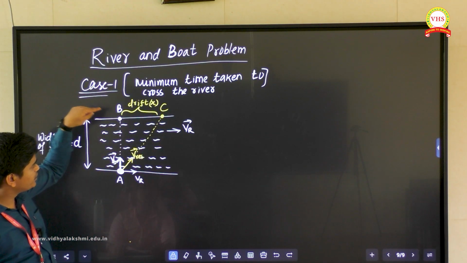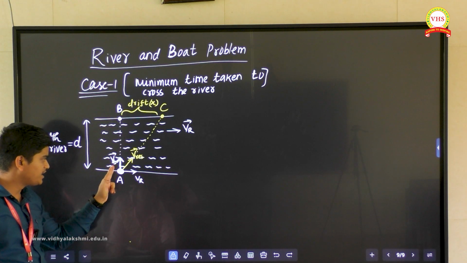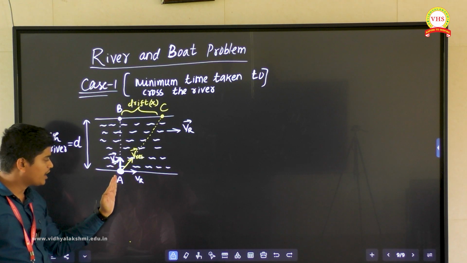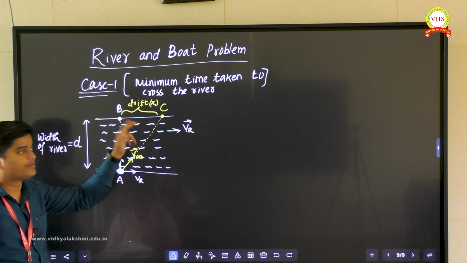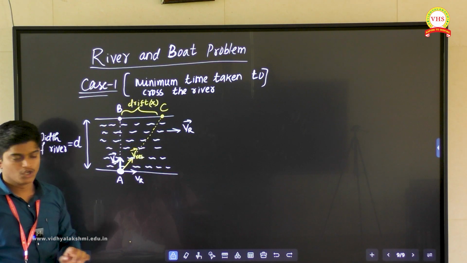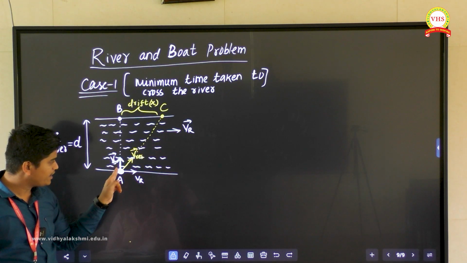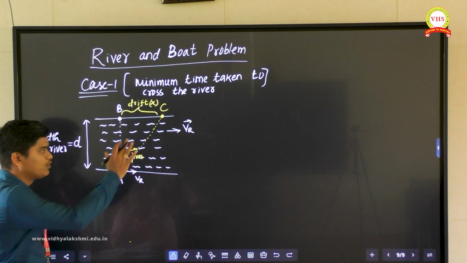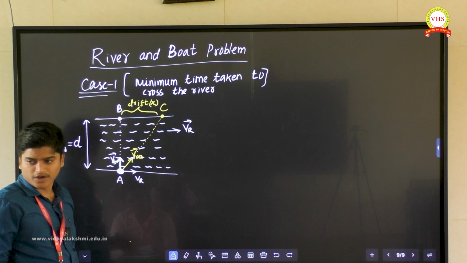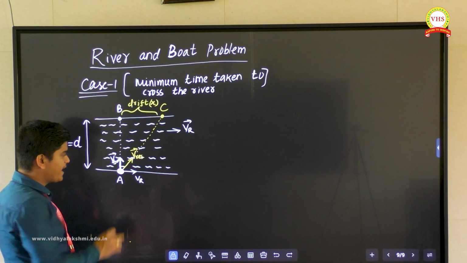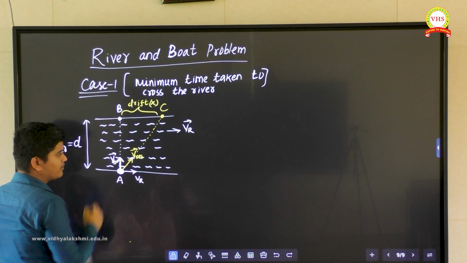That means if you want to reach B and your boat velocity direction is totally in the direction of B, then you can never reach B, because the river velocity is already there. Suppose the river velocity is not there, if it is still water, not moving, no water current, then you can reach B. Are you getting it or not? So as a certain velocity is there, the resultant velocity comes.